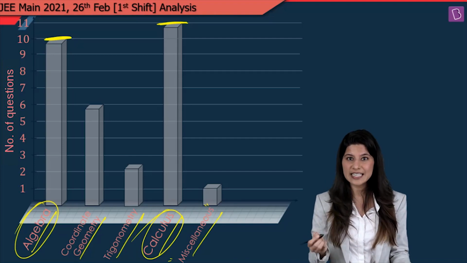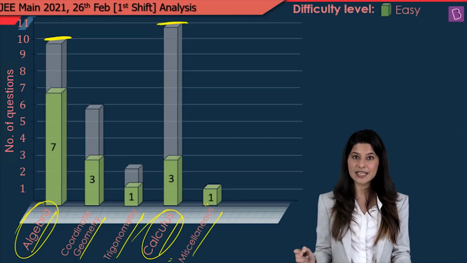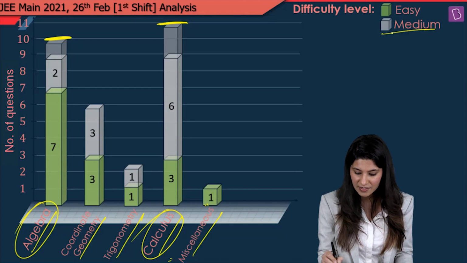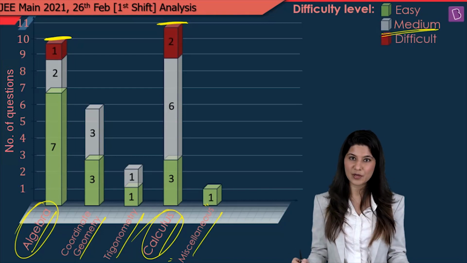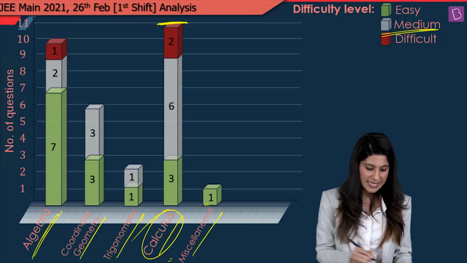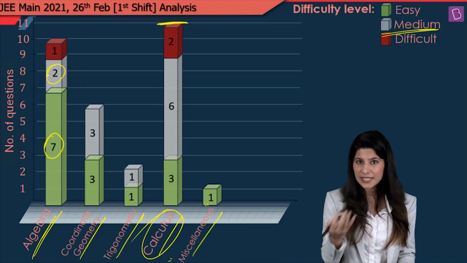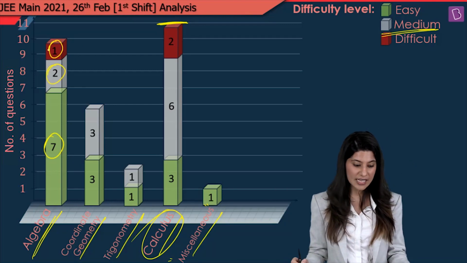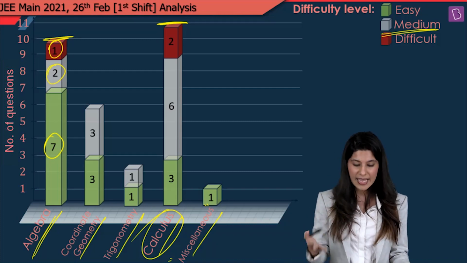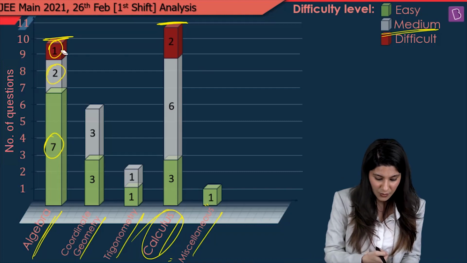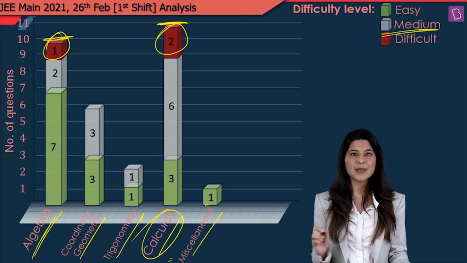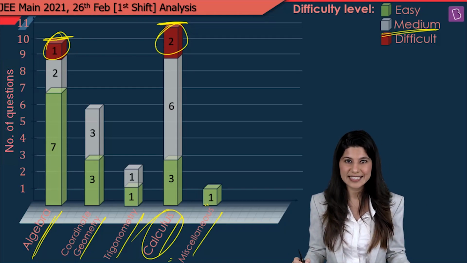Let's talk about the difficulty level of the paper. If you see the color coding, green is for easy, gray is for medium and maroon is for difficult. Overall, if I talk about algebra, 7 were easy, 2 were moderate, and 1 was difficult out of 10 questions. And likewise for coordinate geometry, trigonometry, calculus and miscellaneous. Only 3 questions were difficult, challenging I would say. So overall, the paper was easy to moderate level, right?